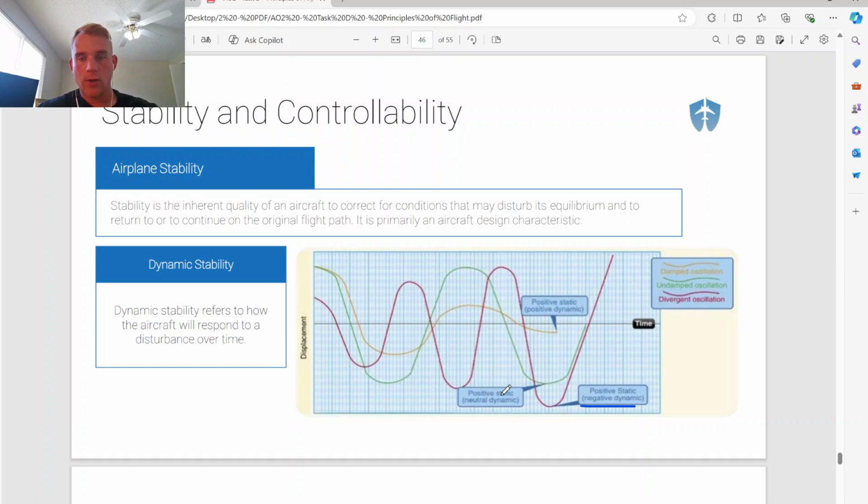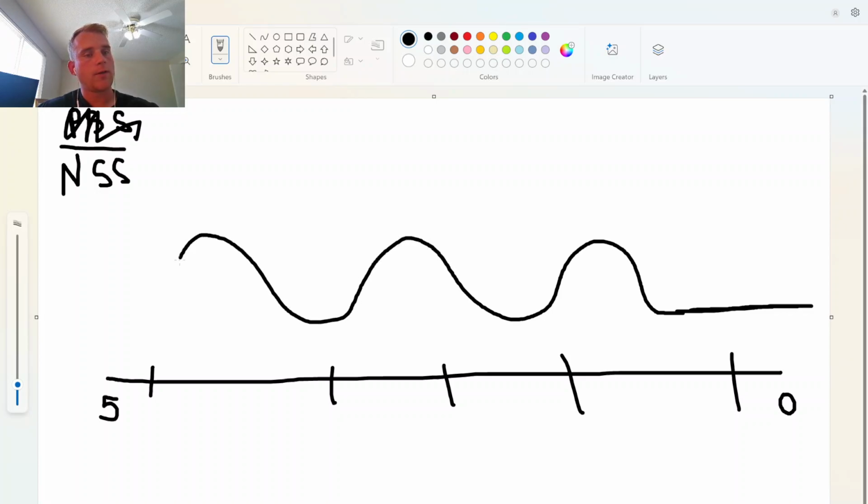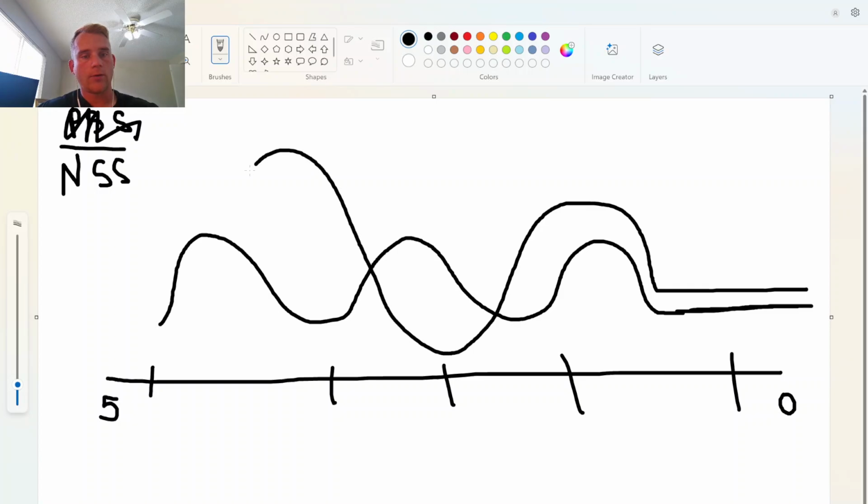Positive static, neutral dynamic, okay? Neutral dynamic means that if I were flying along and I encounter a gust, it is just going to look like this, and then the oscillations are going to look pretty much the same. So there is not the tendency for it to get worse, okay? It just goes up, and then it goes down, and it goes up, and it goes down, okay?